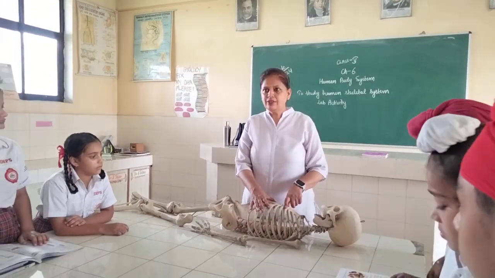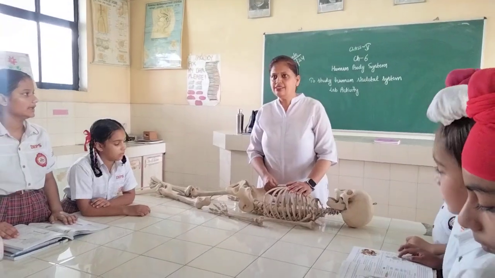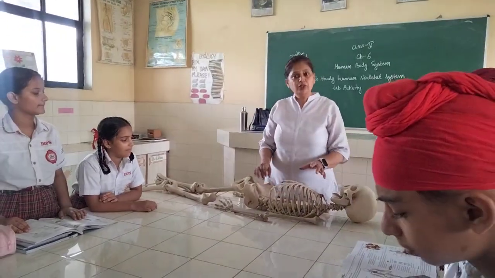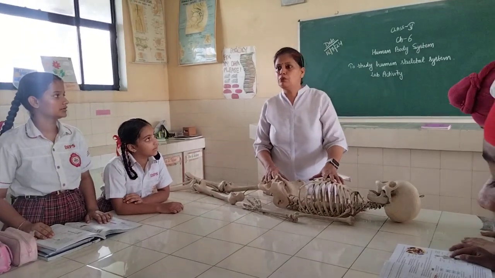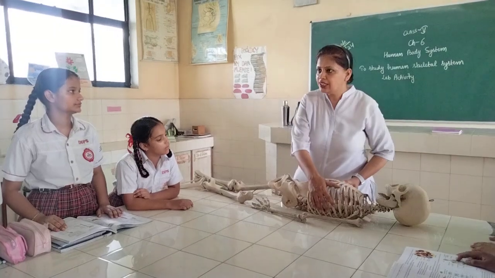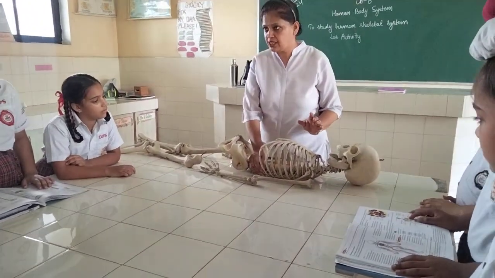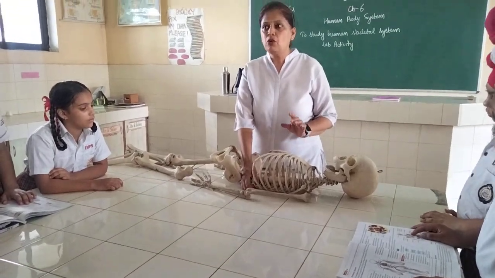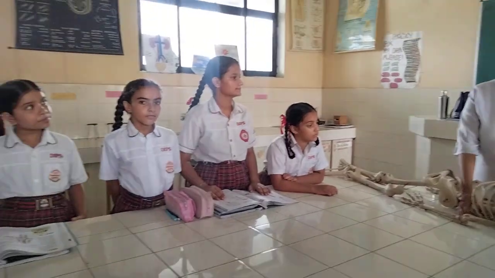Rib cage, right? The rib cage protects our heart and lungs. The rib cage comprises 24 bones: 12 on one side and 12 on the other side. The last two ribs are called floating ribs. Why do we call them floating ribs?